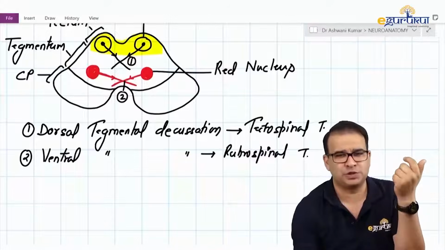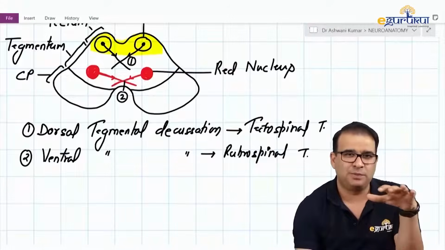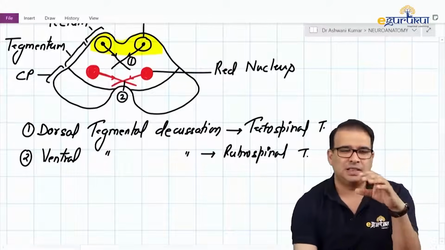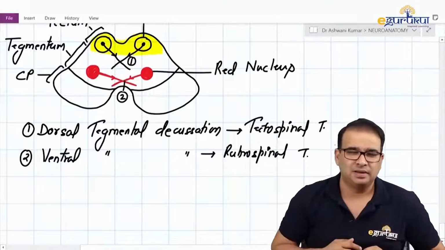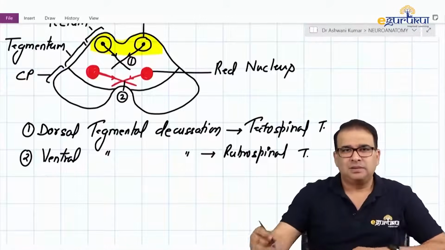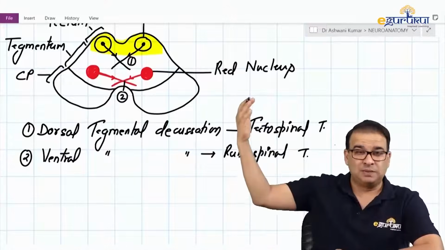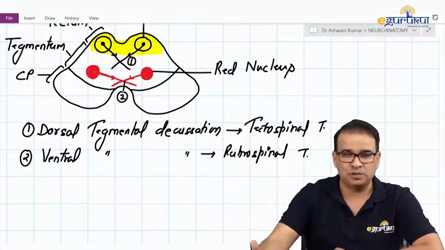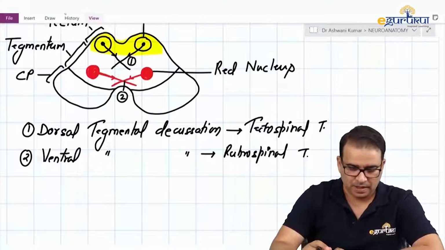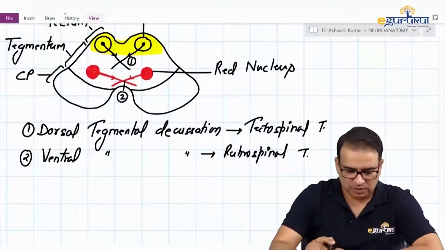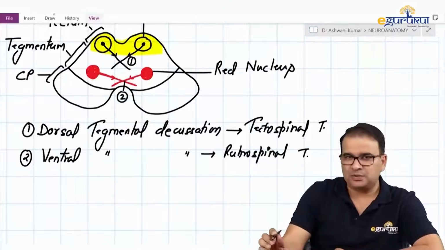It could be an image-based question also. They can give you a section of the midbrain at the level of the superior colliculus, and they might show you the decussating fibers in the dorsal and the ventral part. You can understand that easily because we know the tegmentum is more posteriorly placed, so obviously the decussation is also posteriorly placed. Okay, so this is about the two tracts which are decussating here.